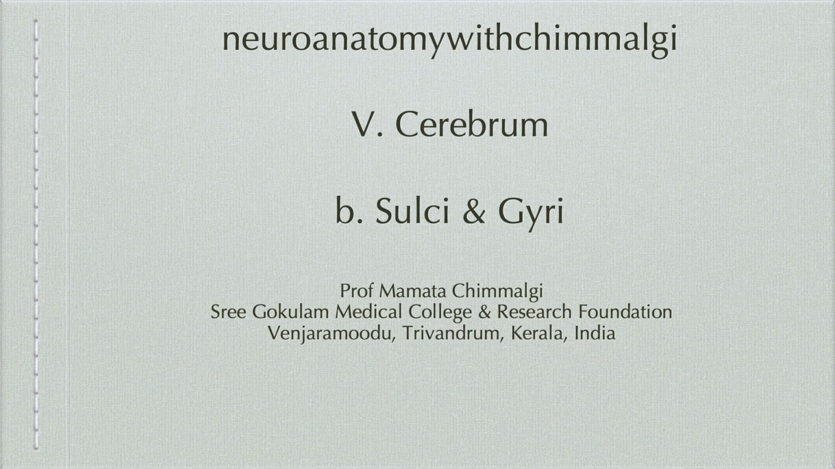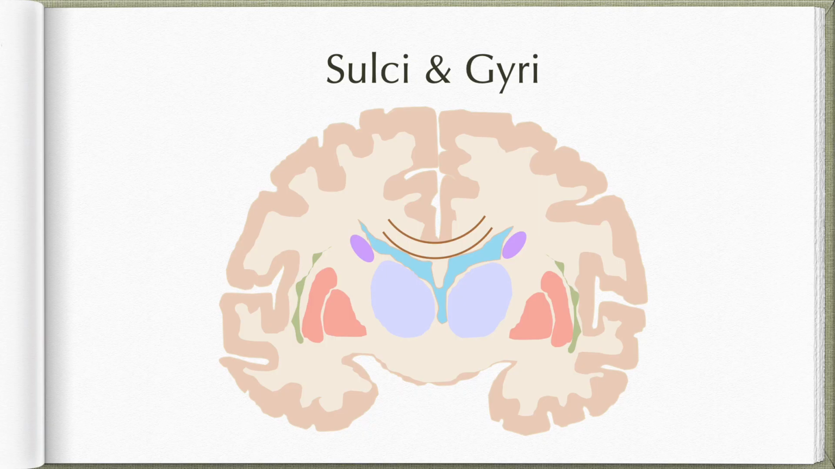In this video, let us learn about the various sulci and gyri of cerebral hemispheres. We have already noted in the previous video that the surface of the cerebral cortex undergoes extensive folding to increase the surface area. Now this is what is going to result in multiple surface depressions known as sulci and elevations known as gyri.